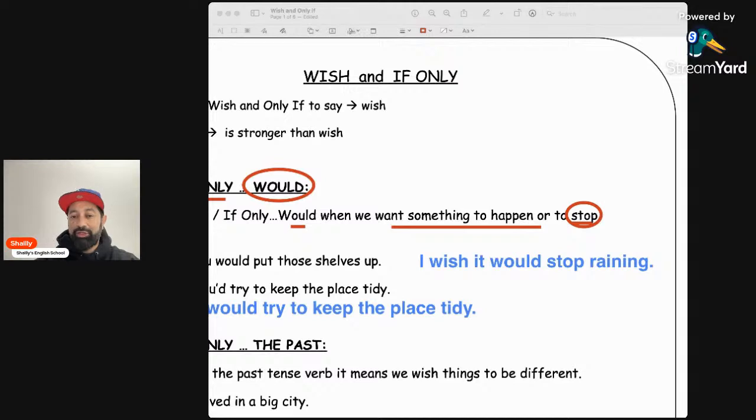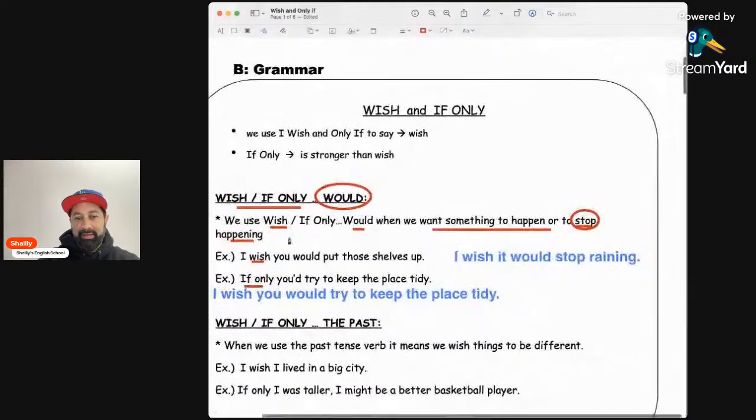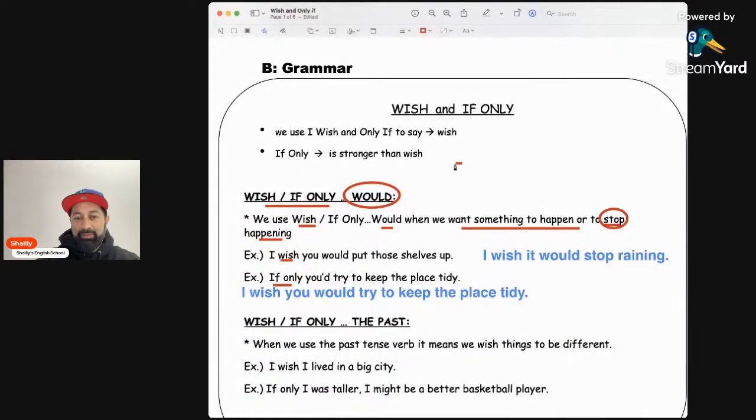All right, so I wish it would stop raining means you want the rain to stop. You want that to stop happening. So one way that we use wish is by using the word would. And we only use this if you want something to happen or you want something to stop happening.